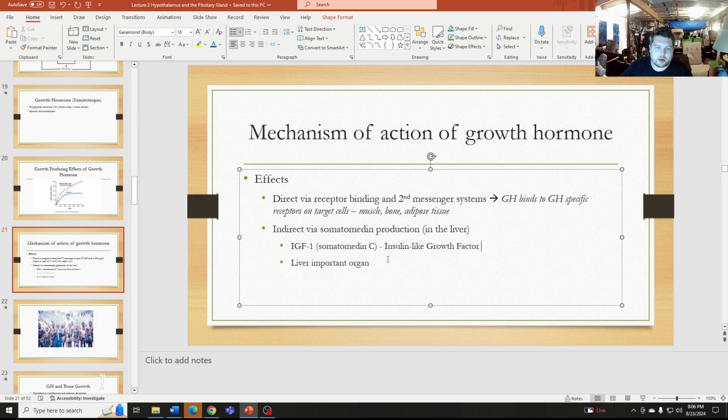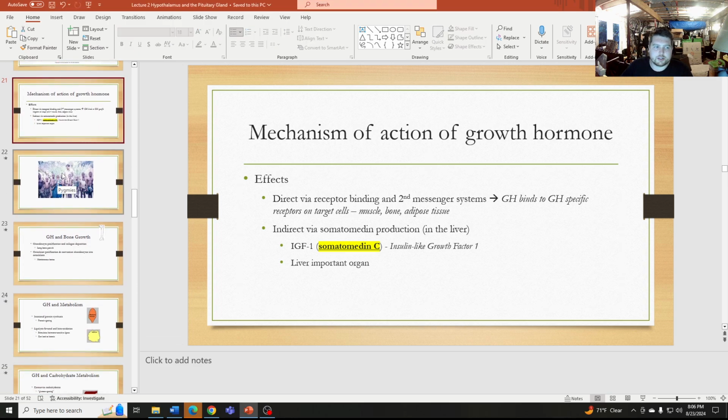It is also known as somatomedin C. Okay, this wording is one of the ways they love to ask about this question. So the liver produces somatomedin C, giving us insulin-like growth factor. So growth hormone binds to the growth hormone receptors in the liver, and it produces the IGF-1, aka somatomedin C, which then allows our body to perform the growth that it needs to.